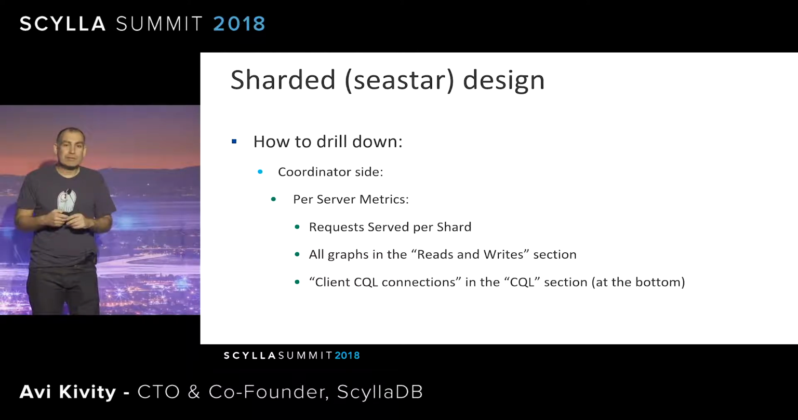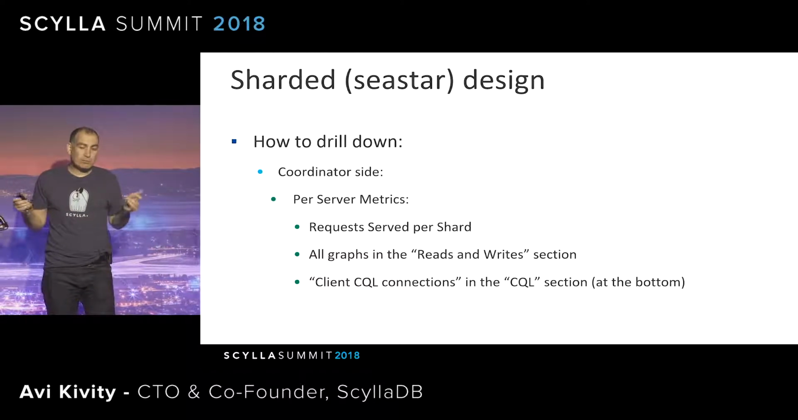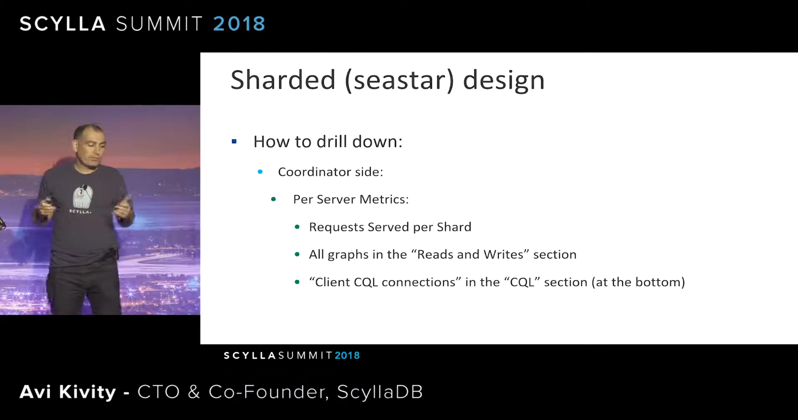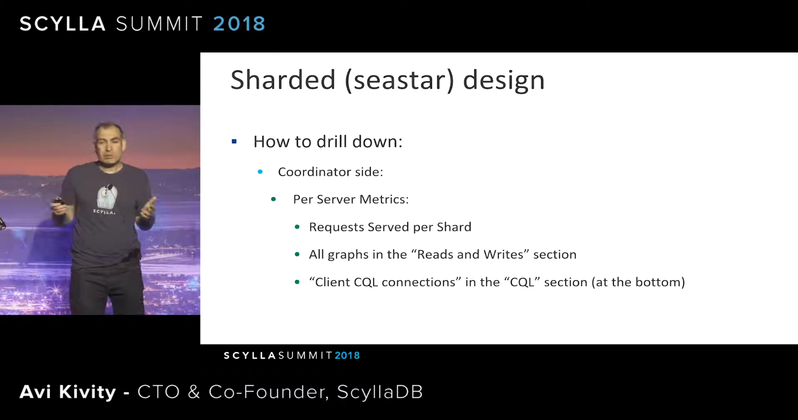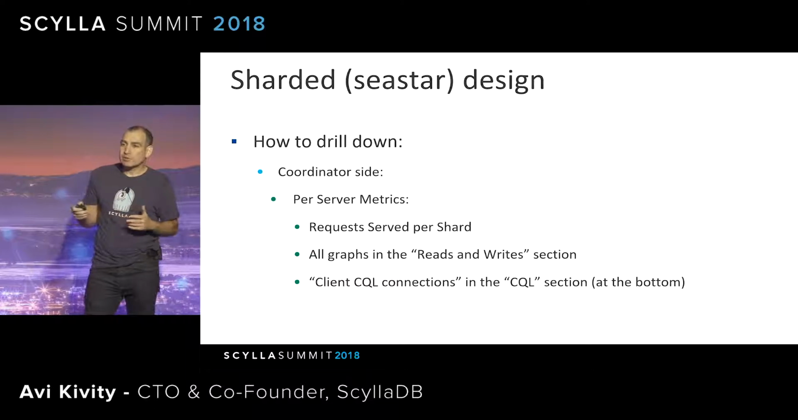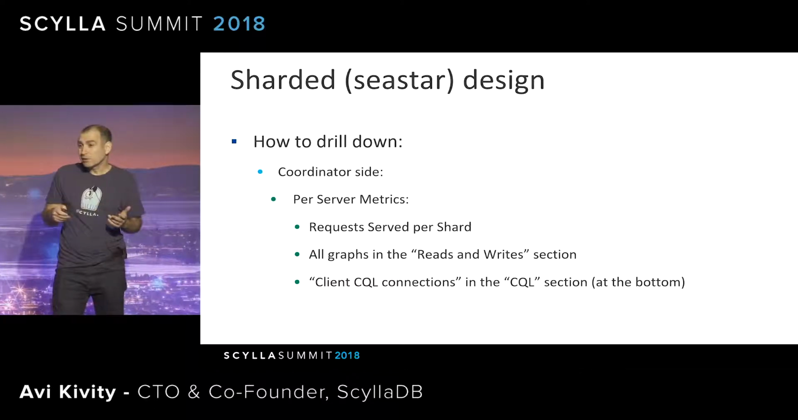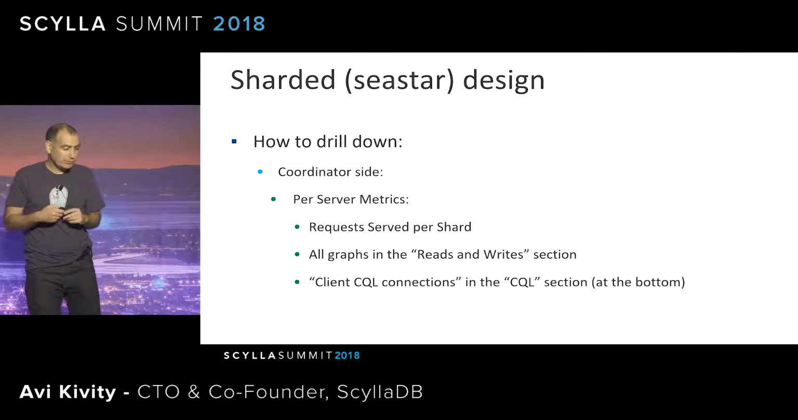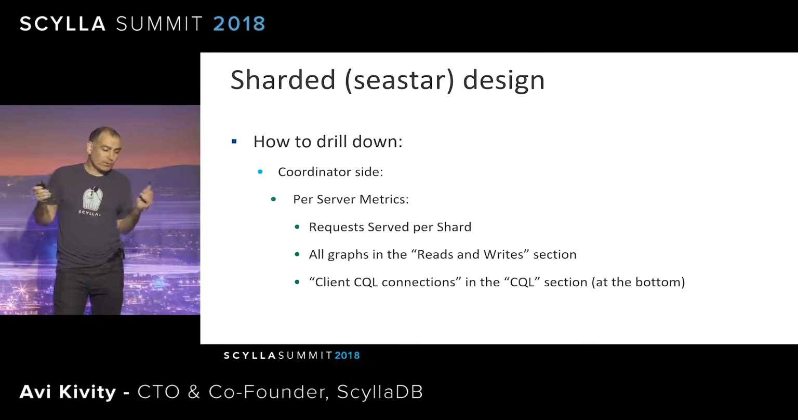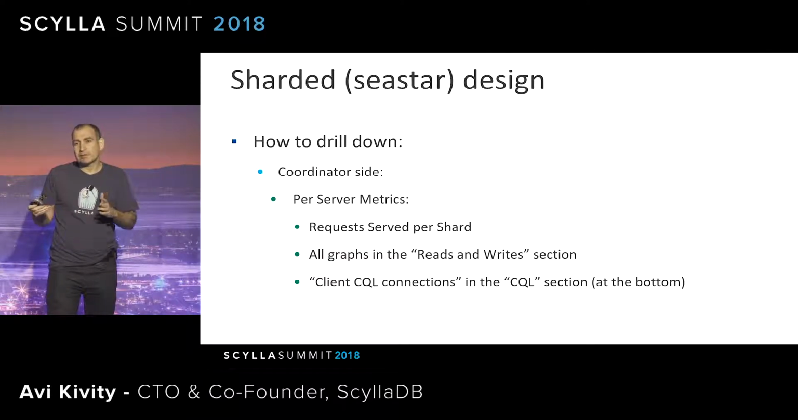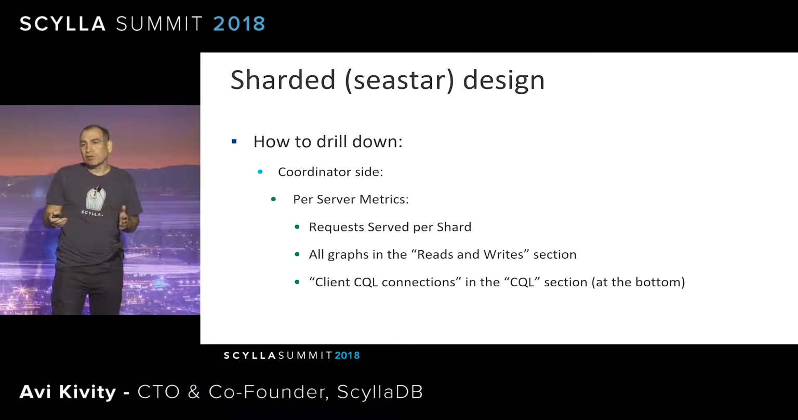To do that, we look at the coordinator metrics, and we look at the following requests. The first is requests served per shard. If you have some shards that are processing more requests than others, then those shards will be overloaded. So that's the first metric to look at. You can also look at CQL, which is practically the same thing, but it is split according to the type of request, read or write, so you can get a little bit more information from that.